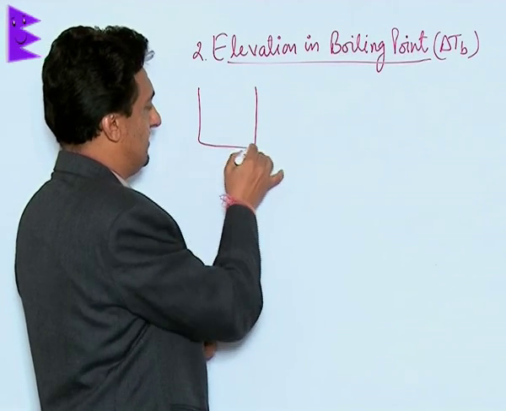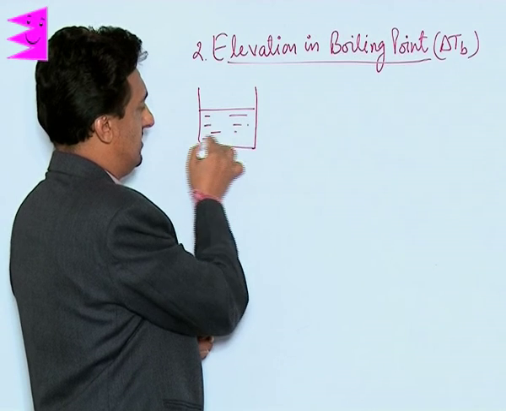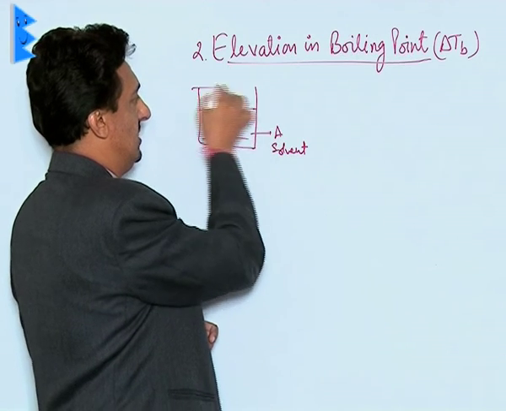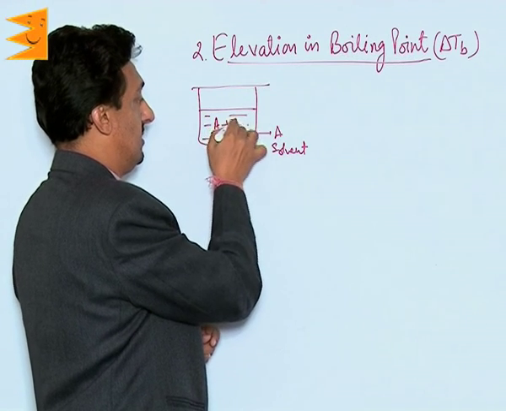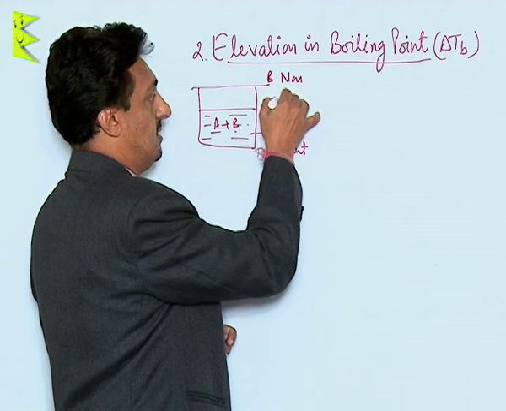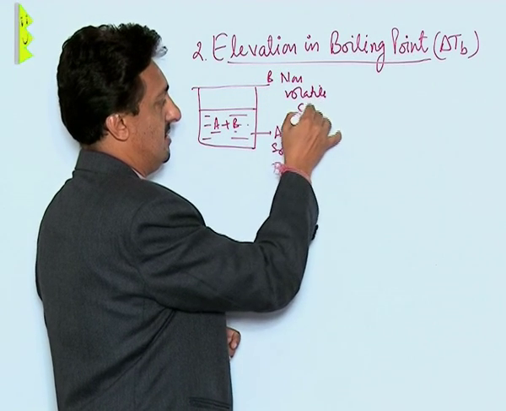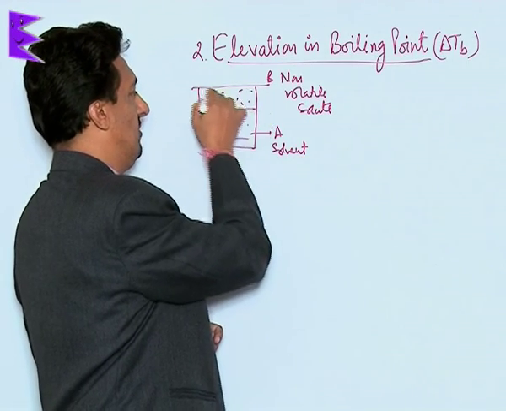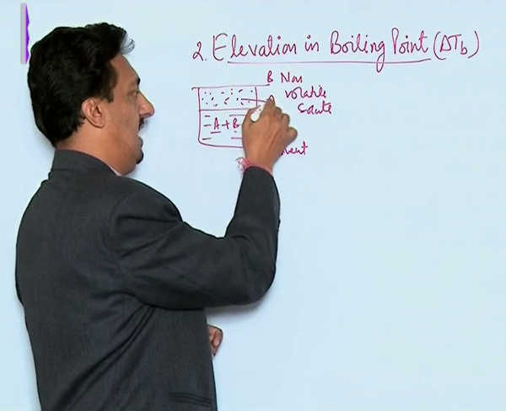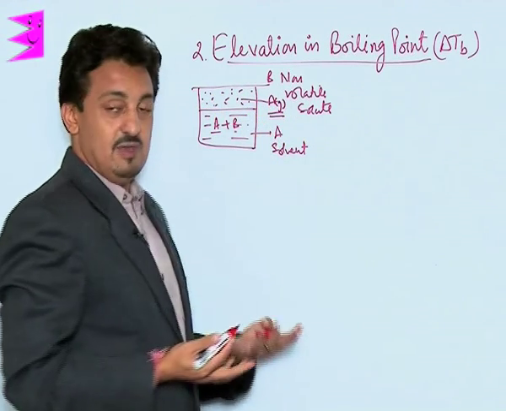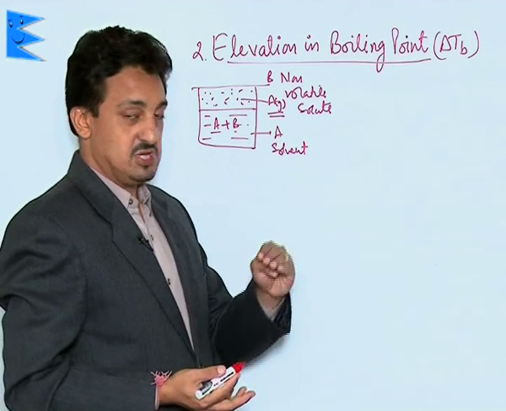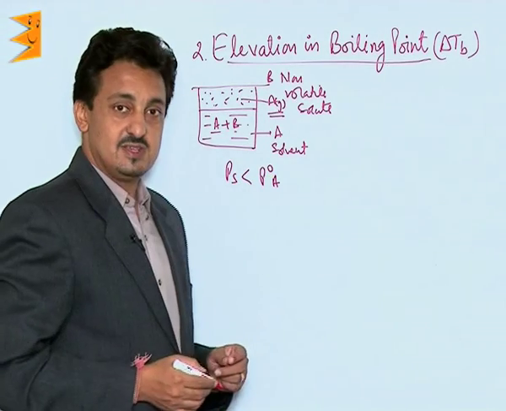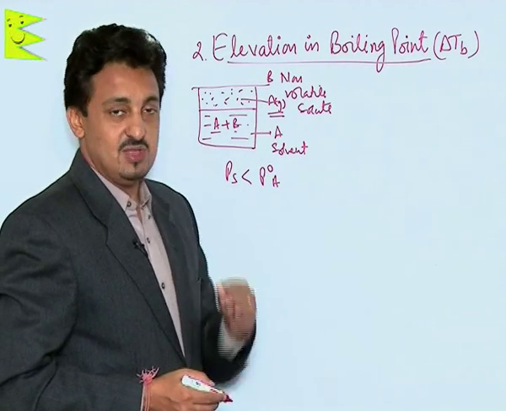We already have a liquid solvent A, and to this we have added B, a non-volatile solute. Now we have only vapors of A in the gaseous state, we don't have the vapors of B. So the vapor pressure of the solution, we already know, PS is less than P naught A, the pure solvent. Therefore we need to heat it to a higher temperature.